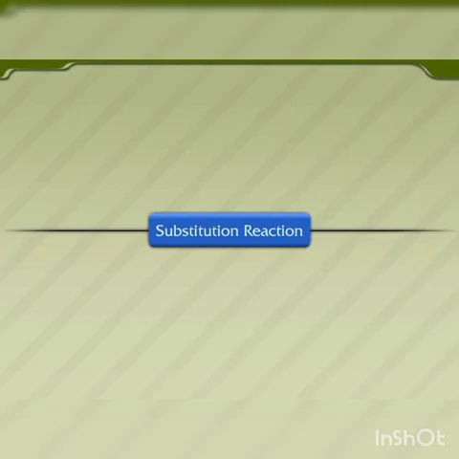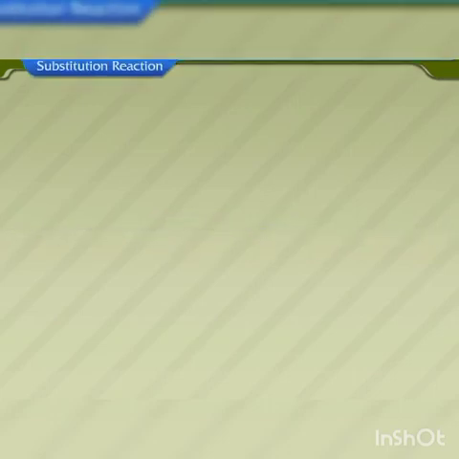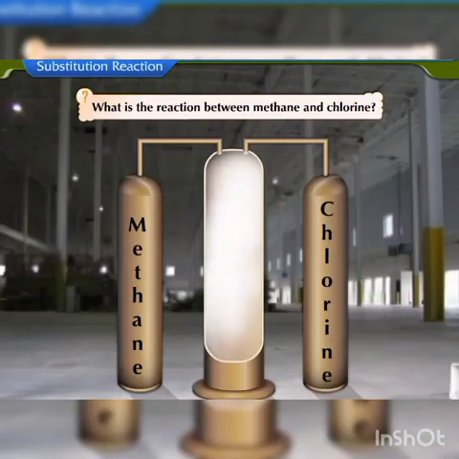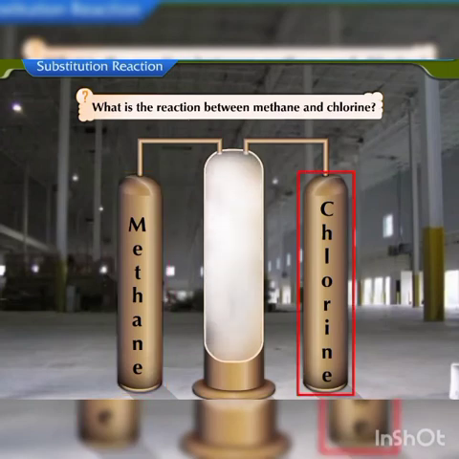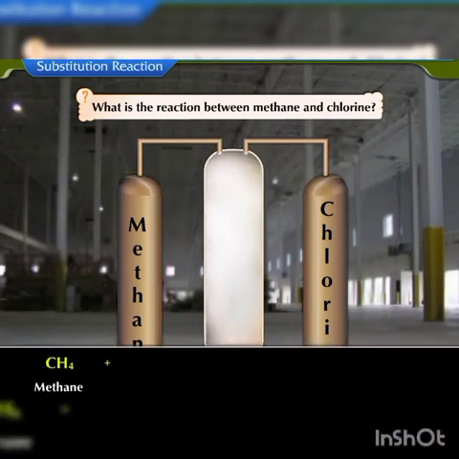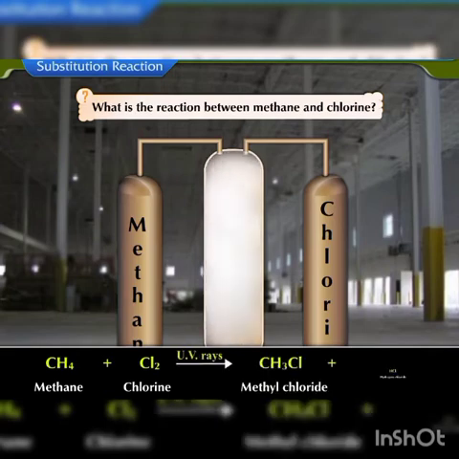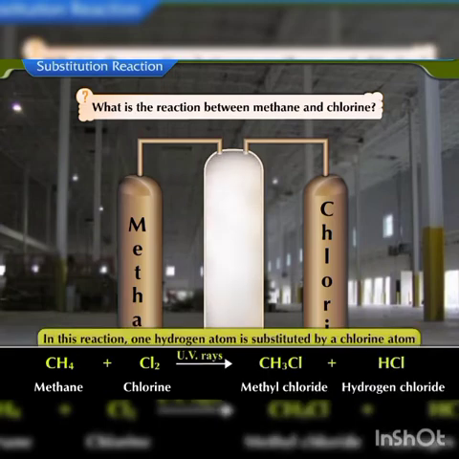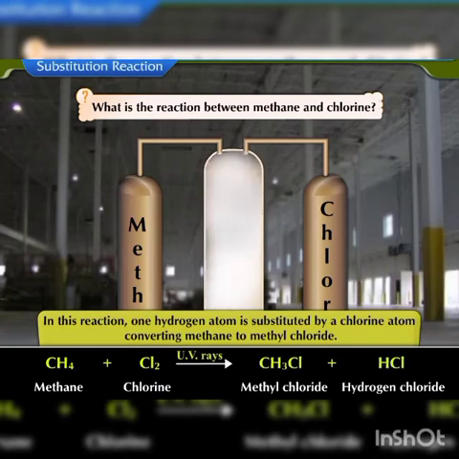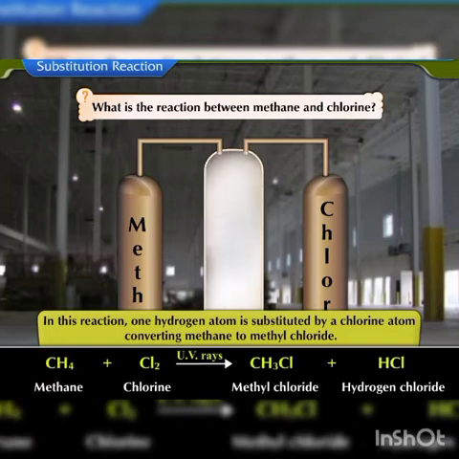Substitution reaction. What is the reaction between methane and chlorine? Methane reacts with chlorine to form methyl chloride and hydrogen chloride. In this reaction, one hydrogen atom is substituted by a chlorine atom, converting methane to methyl chloride.